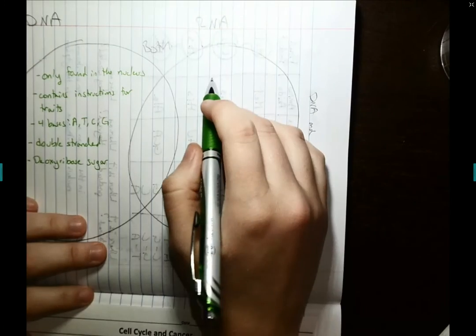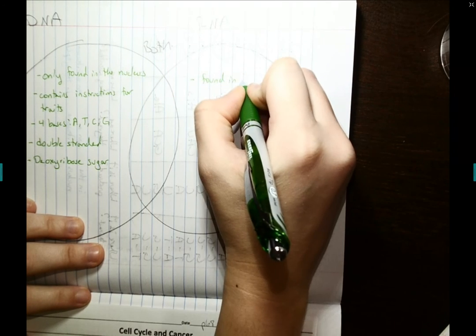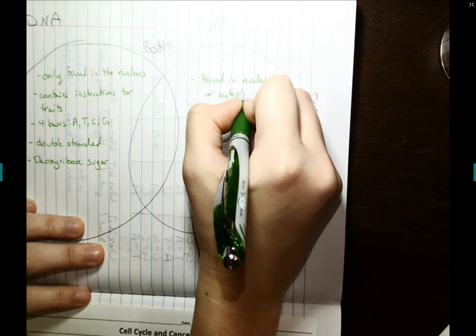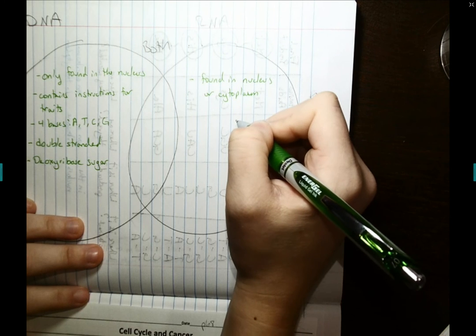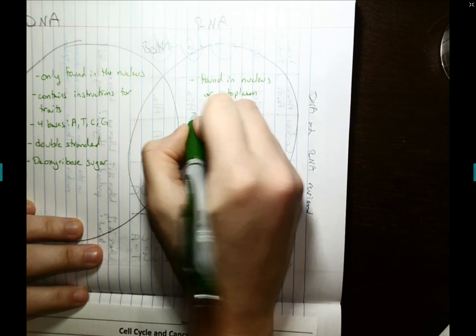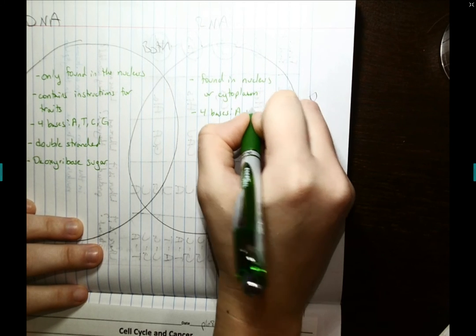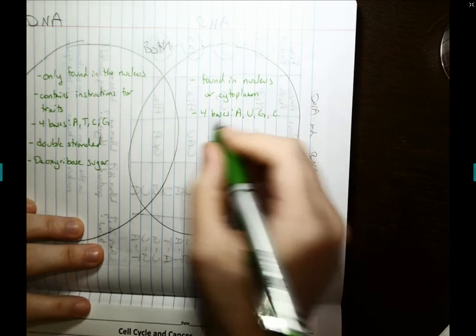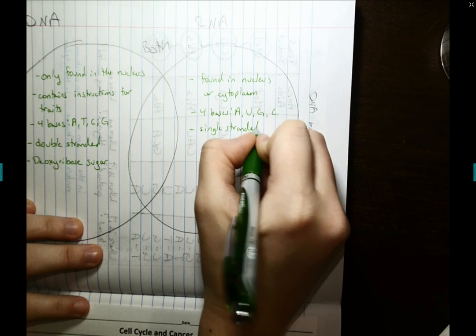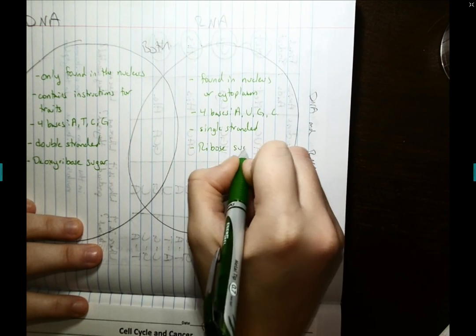As for RNA, RNA can be found in the nucleus or the cytoplasm, if we're talking about mRNA, tRNA, and even rRNA. It also has 4 bases, but it has A, U, G, and C. RNA is single-stranded. It's a single helix, and it has ribose sugar.